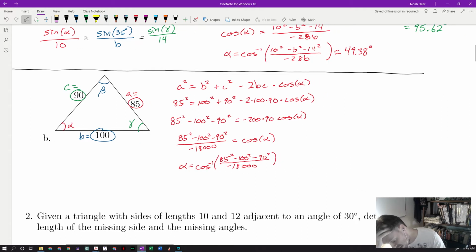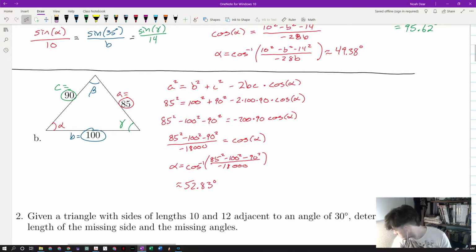And plugging this into the calculator, we get that alpha should be approximately 72.46 degrees. At least that's what I got before. But no, that was wrong. That should be 52.83 degrees. All right, so there's our alpha value. Sorry, I had to make a note there that I had a wrong answer on the solutions before. I'll be adjusting that later. So I've got alpha. Now let's go for beta.